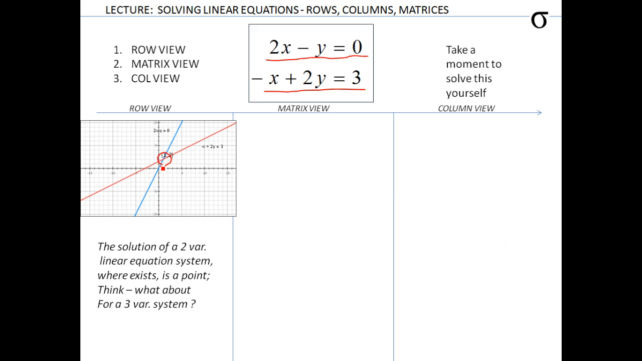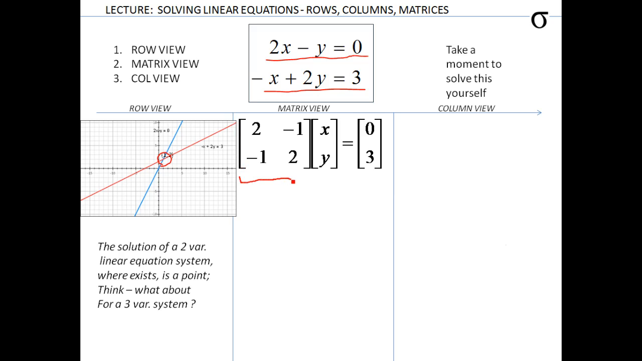The second view, as we said, is the matrix view, and this is how we would represent the system of equations. What you see here is what you call the coefficient matrix. This is of course the column variable vector, and this is your constant.